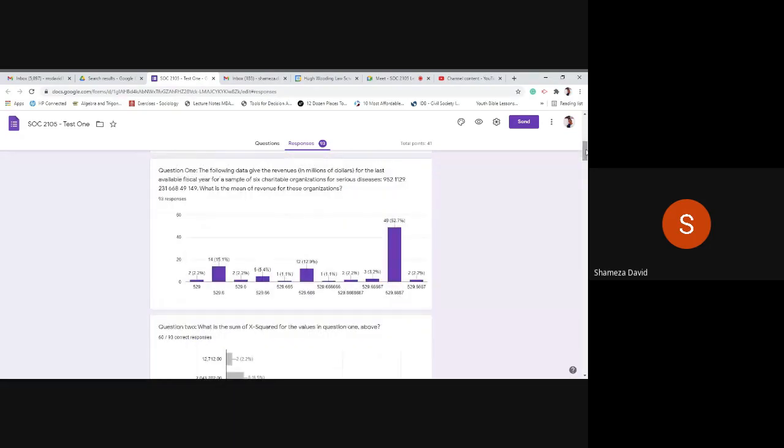Now, in terms of the individual questions, question 1 gives you some information. So the following data give revenues in millions of dollars for the last available fiscal year for a sample of 6 chartered organizations for serious diseases. And it gave you the numbers 952, 1129, and so on. And it asks you to find the mean revenue for these organizations.